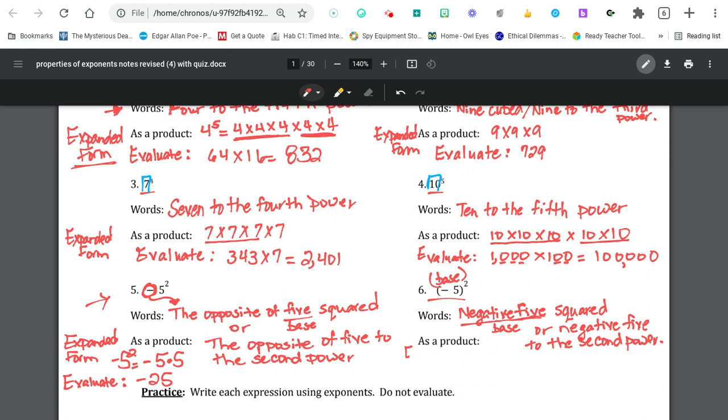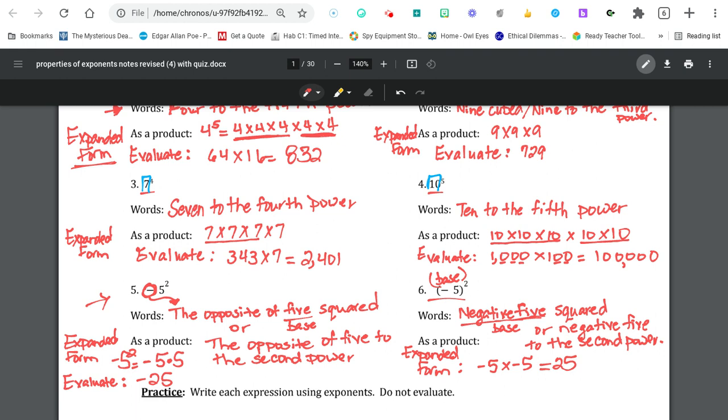Now writing it out in expanded form, you write your base. Well, your base is actually negative 5. So I write negative 5 times negative 5. And you all know negative times a negative, or anything squared, is positive. So if I'm squaring the negative 5, that means I'm writing the negative 5 twice. That negative times a negative will produce a positive.